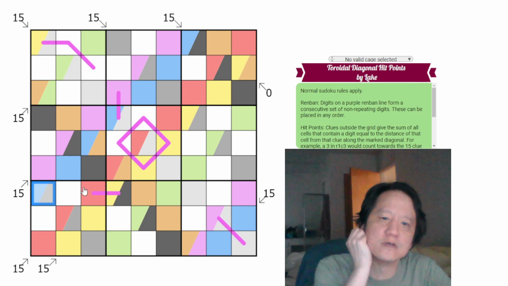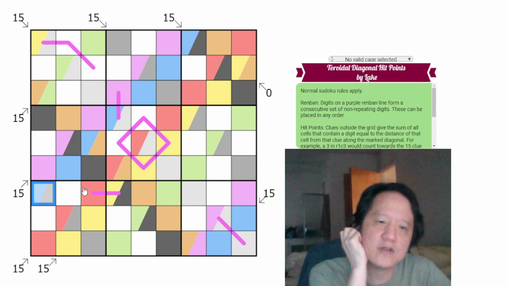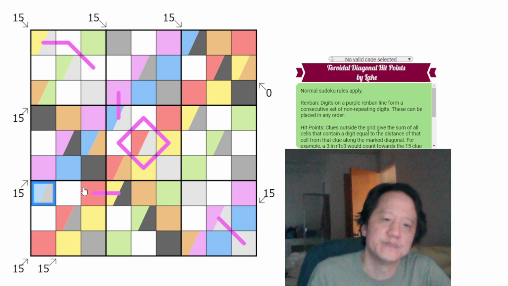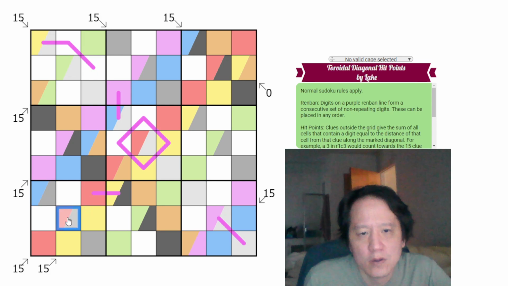This would be 7 and 9. Yeah, so I don't think any of those match. So the only one that does is potentially this one, right? This would be 4 and 6.